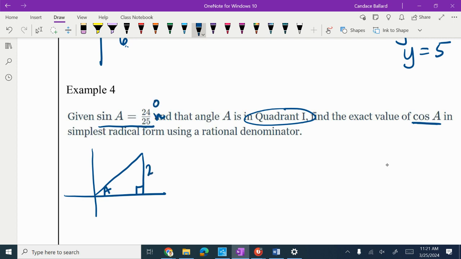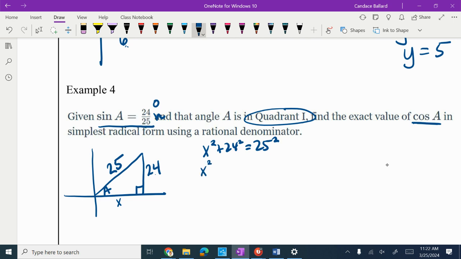So on my opposite, I'm putting 24. On my hypotenuse, I'm putting 25. Okay. I need to figure out what this is. I'm going to call it x. How do I figure that out? Good. So x squared plus 24 squared equals 25 squared, because x and 24 are the legs.